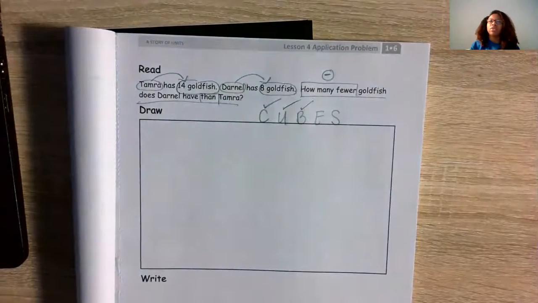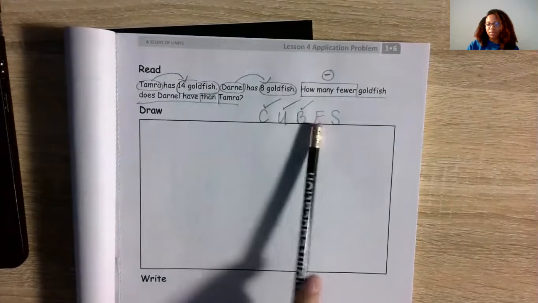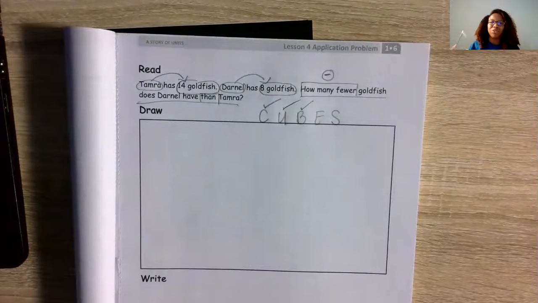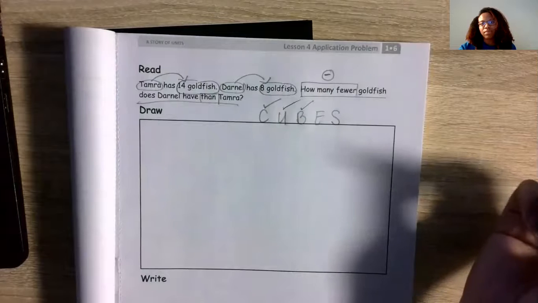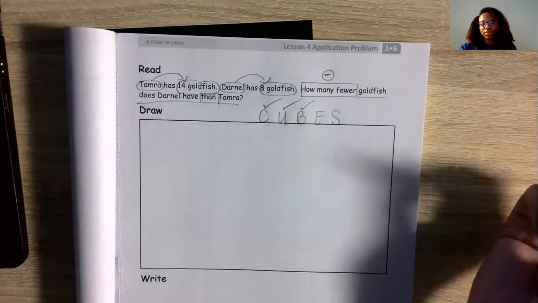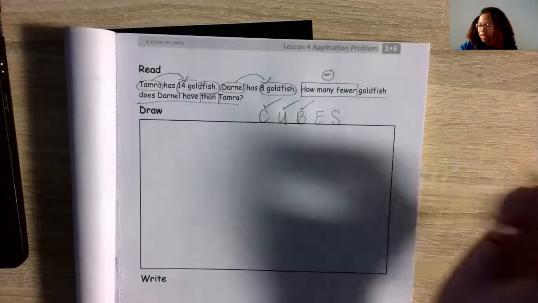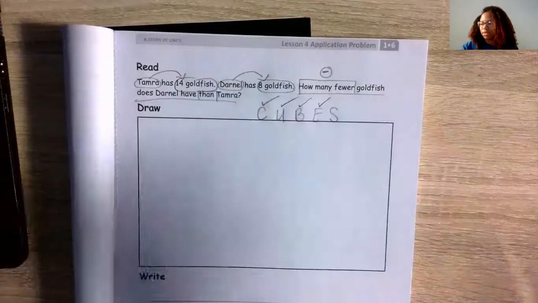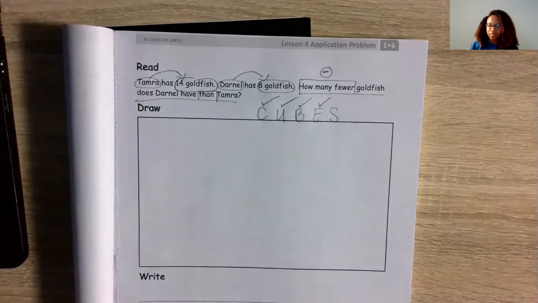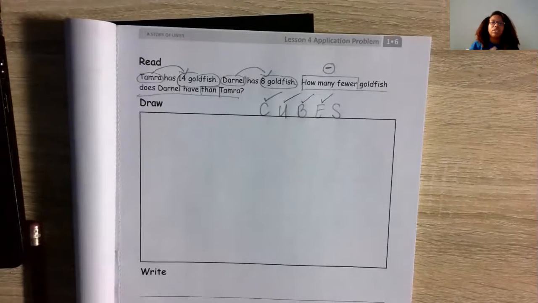I'm going to give you a few seconds to evaluate or think about what you know in order to solve for our problem. Okay, once you have done that, go ahead and check that off. And now we just need to solve. For this one, we're going to solve it together because I want to show you a quick way that we can do our drawing without having to draw out 14 goldfish.